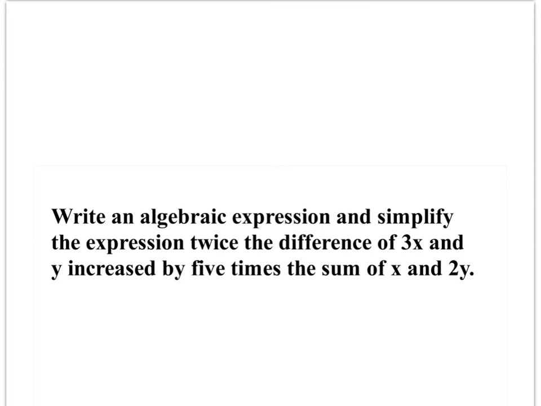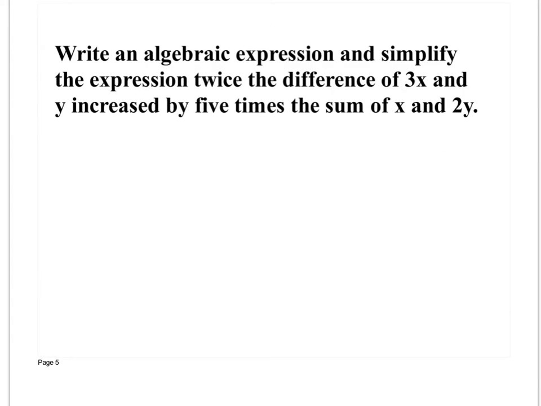You need to write this down. Write an algebraic expression and simplify the expression: twice the difference of 3x and y increased by 5 times the sum of x and 2y. That seems really complicated, but it's not. We just work it out in steps.